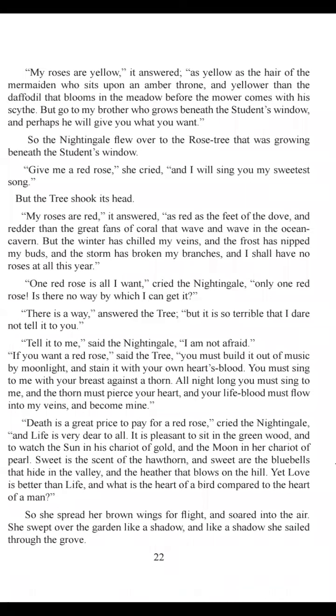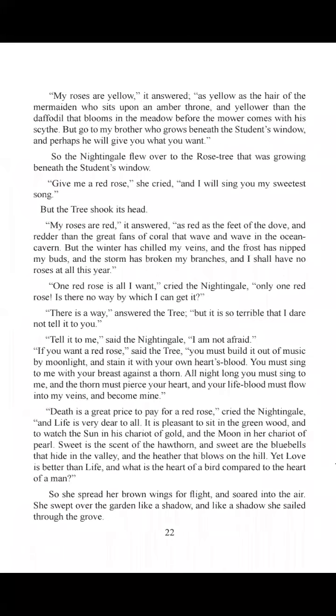So she spread her brown wings for flight and soared into the air. She swept over the garden like a shadow, and like a shadow she sailed through the grove. Now she flew away to the sky, and she slowly went up and down. And now soar means into the air, okay? Soar means into the air. Like quickly it flew into the air. And it's now getting ready to sacrifice its life. So until the rose becomes red, the nightingale should pierce its breast against the thorn. That is the challenge given here.